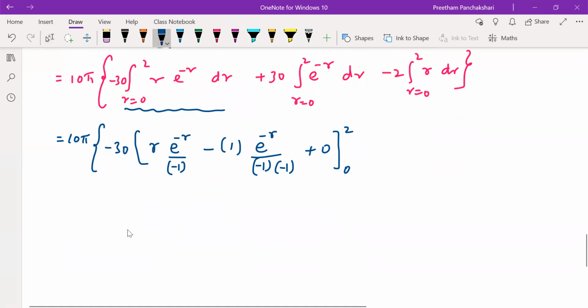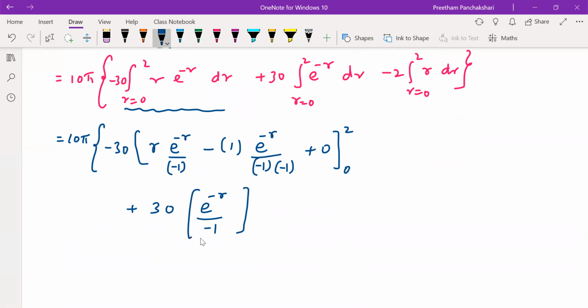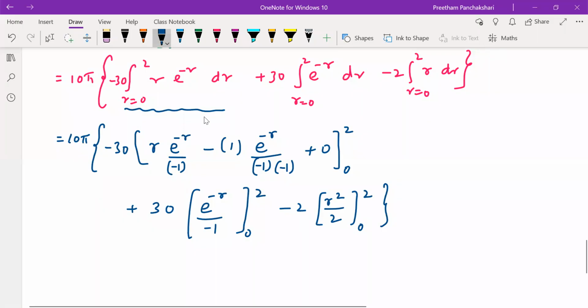Now in the second step, plus 30. This is easy. Only one term is there under integral sign, that is e power minus r divided by minus 1. For this also, we have to apply the limit 0 to 2. Lastly, integration of r is r square by 2, the limits 0 to 2. The bracket. Now let us apply the limits.